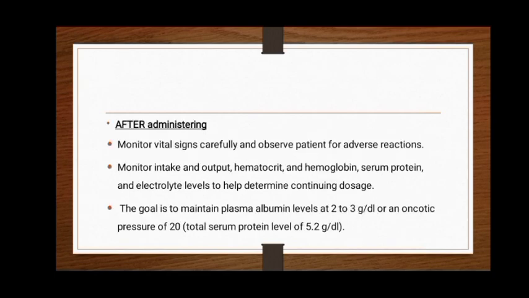After administering, monitor vital signs carefully and observe patients for adverse reaction. Monitor intake and output, hematocrit and hemoglobin, serum protein, and electrolyte levels to help determine continuing dosage. The goal is to maintain plasma albumin levels at 2 to 3 grams per deciliter, or to an oncotic pressure of 20, and a total serum protein level of 5.2 grams per deciliter.